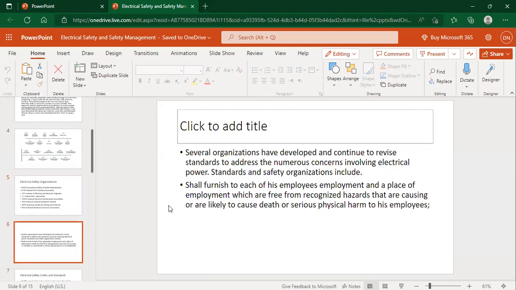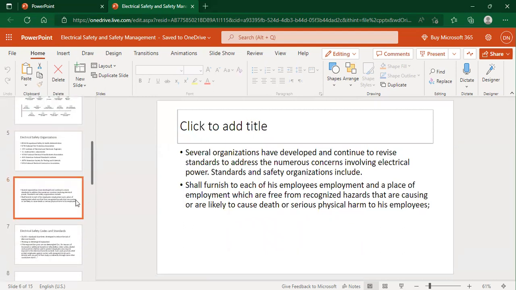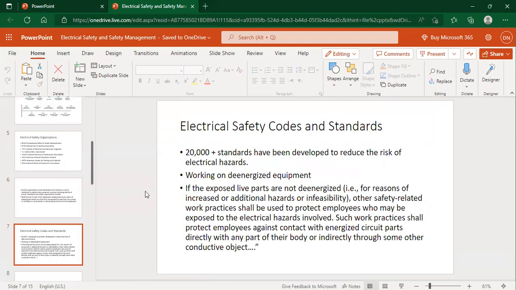Several organizations have developed and continue to revise standards to address the numerous concerns involving electrical power. Standards and safety organizations state that each employer shall furnish to each of his employees employment and a place of employment which are free from recognized hazards that are causing or are likely to cause death or serious physical harm to his employees. Electrical safety codes and standards: 20,000 plus standards have been developed to reduce the risk of electrical hazards.